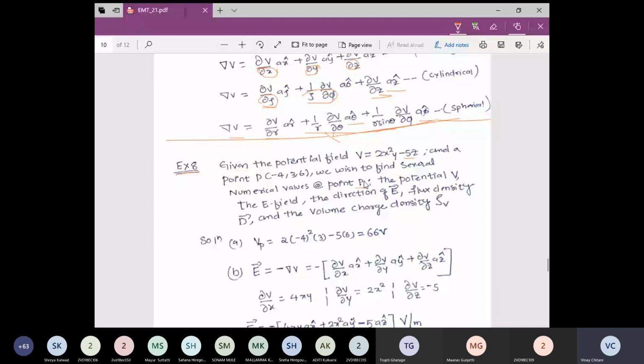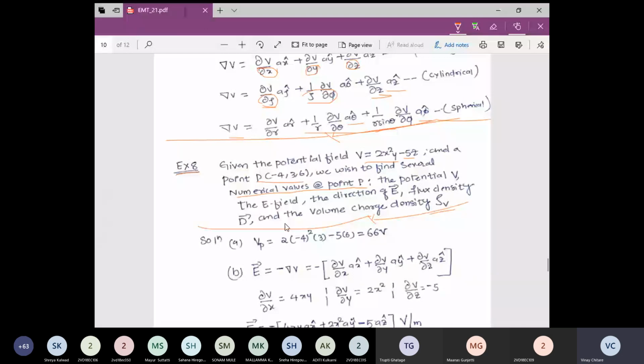They have given a potential field and they have given this point P. And now at this particular point, we are interested to find many different values. The first thing is the potential V, the electric field, the direction of the electric field, flux density, and the volume charge density. Okay. So the A part, we need to find the potential at this point P.